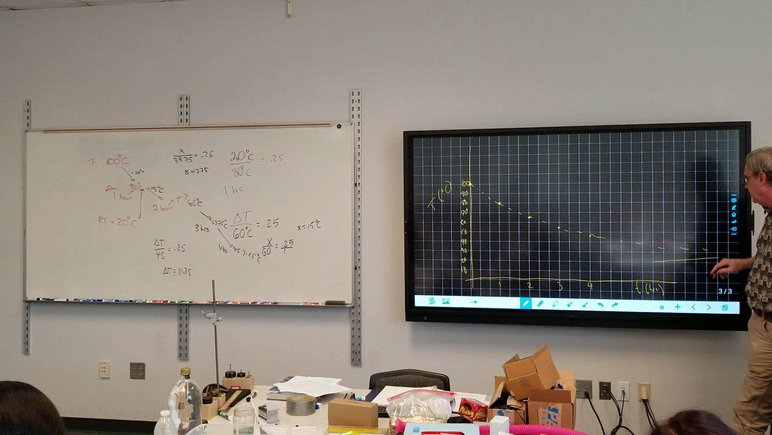That's how much it lost. There's two parts. One is figuring out what is the change in temperature, but the actual question is, what is the temperature? So it's okay to subtract it.